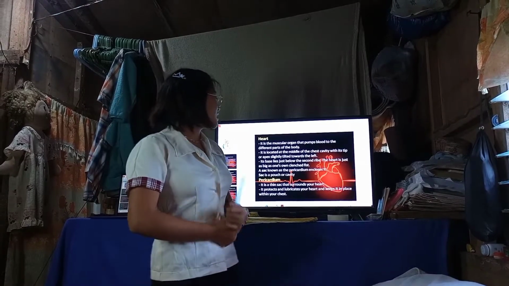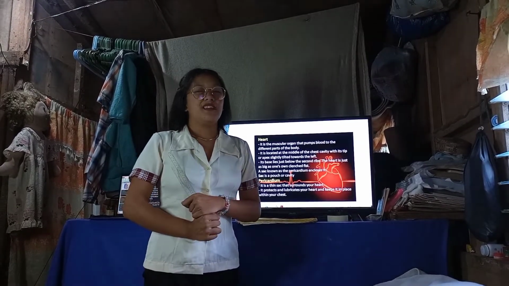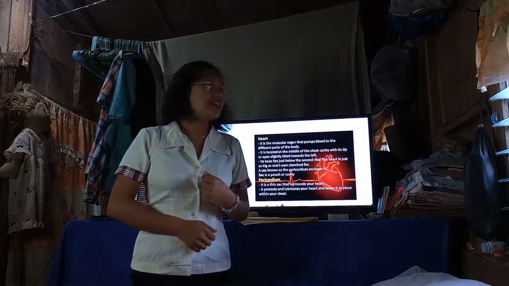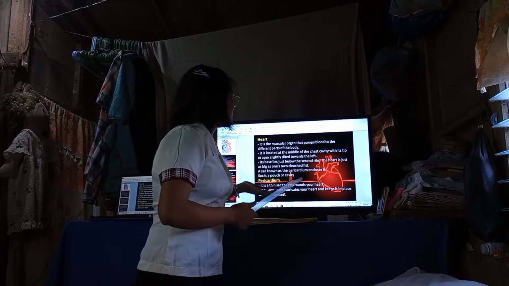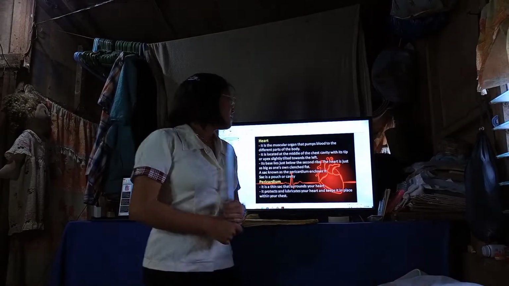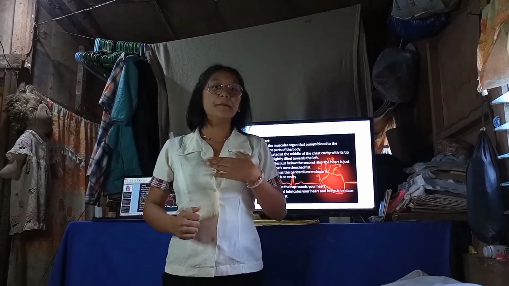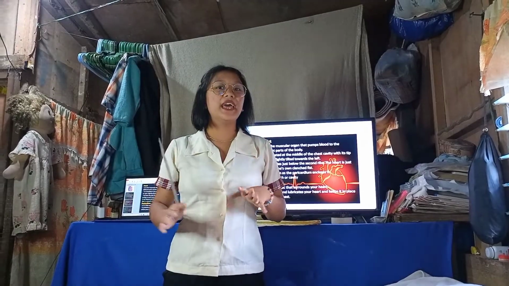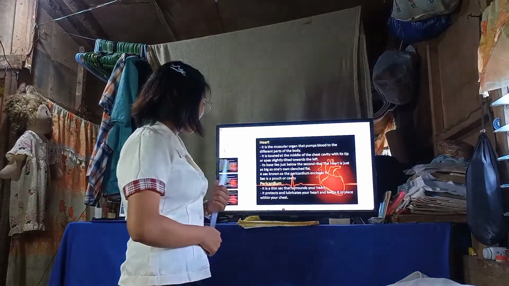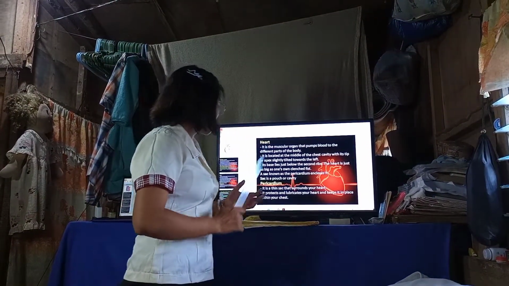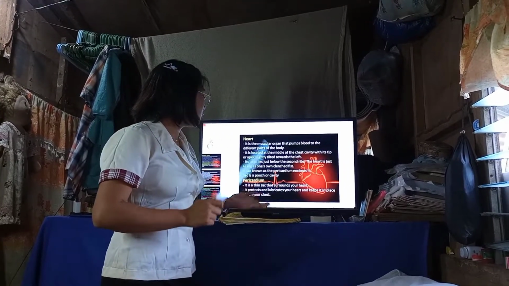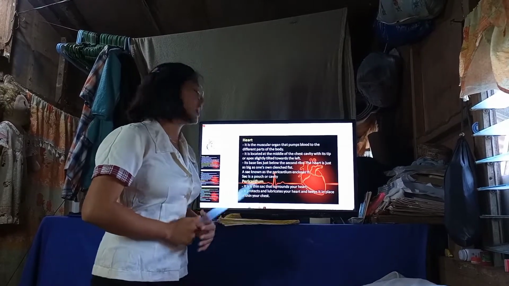So, heart. What is the heart? Can you read it, Alexa? Okay. Thank you, Alexa. So, the heart is the muscular organ that pumps blood to the different parts of the body. So, the heart is the one pumping the blood for us, the one that makes us live today. Then, second is the pericardium. It is a thin sac that surrounds your heart. It protects and lubricates your heart and keeps it in place within your chest.